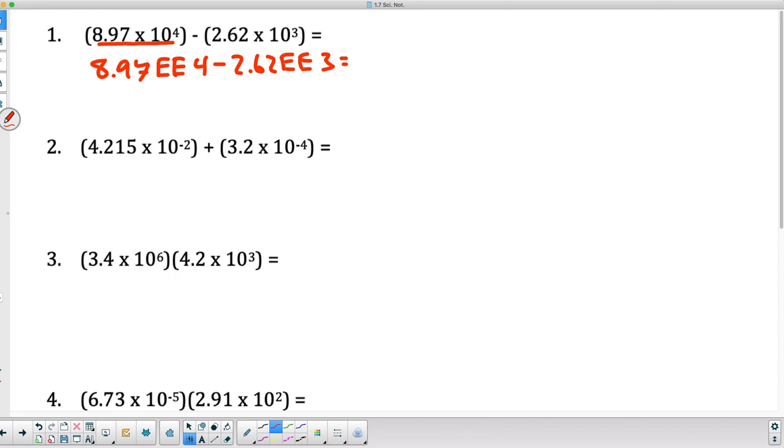In this case here, 8.97 EE4 equals, and then minus, and then 2.62 EE3, and then equals. And what I get is 87,080 as my answer. And if I change that to scientific notation, that is 8.708 times 10 to the 4th, because I went 1, 2, 3, 4 places to the left. Okay, either of those answers is acceptable. So use your calculator to do the scientific notation, because then it makes it a lot easier.